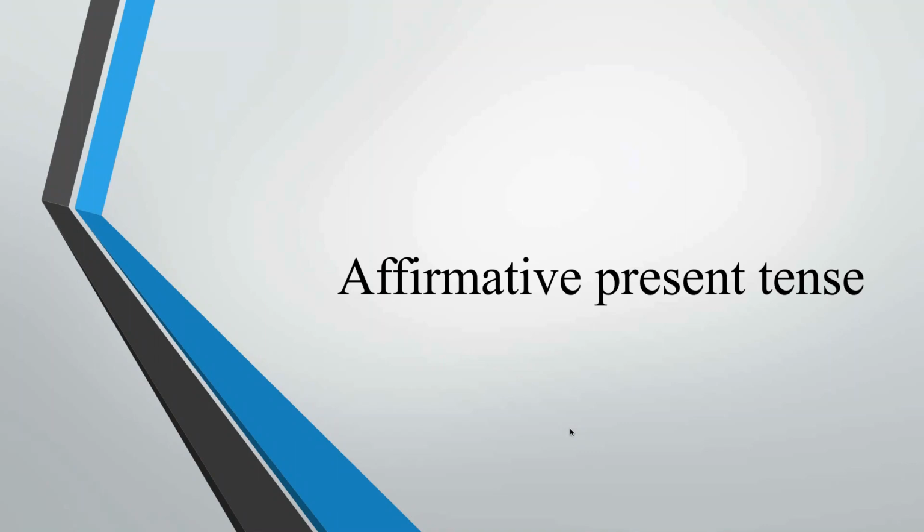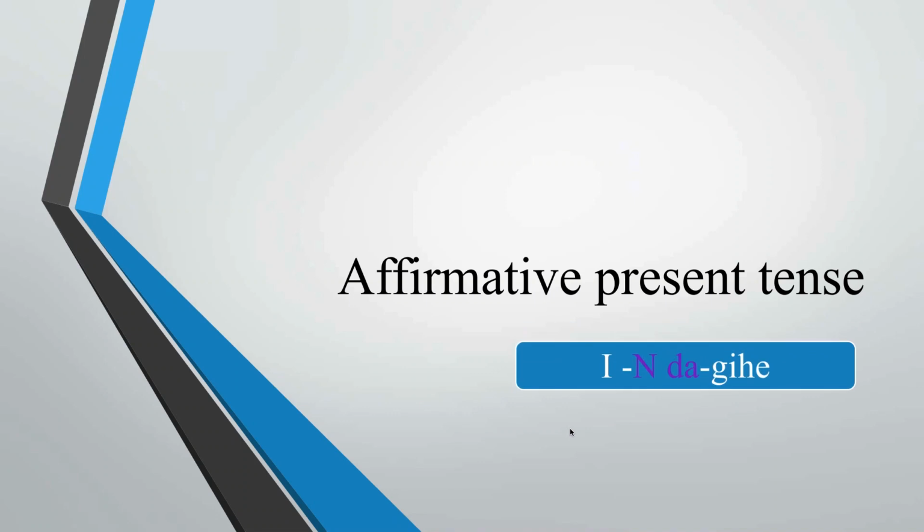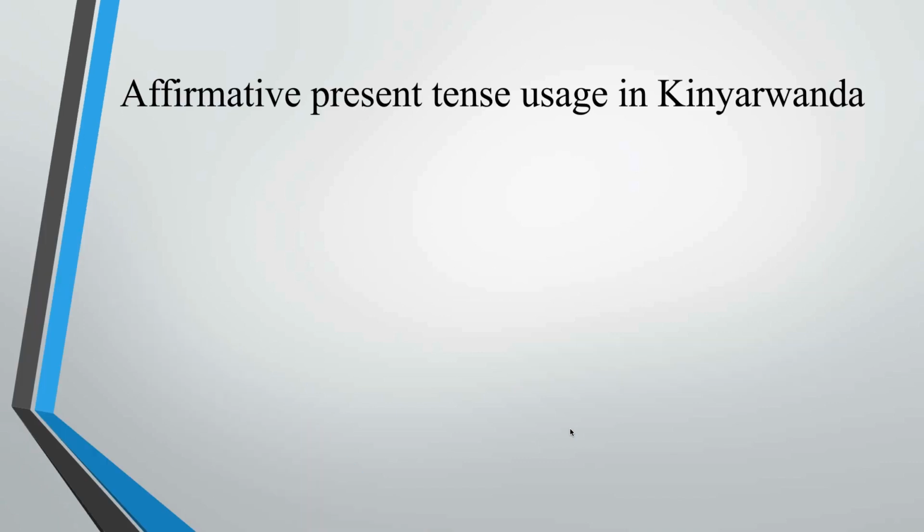This tense is often referred to by Rwandan academicians as indagihe, and that is simply because whenever a verb is conjugated in affirmative present tense on the first person of singular, it starts with nda. The affirmative present tense is one of the most frequently and versatile used tenses in Kinyarwanda. So stick with us to the end and don't miss any detail out.